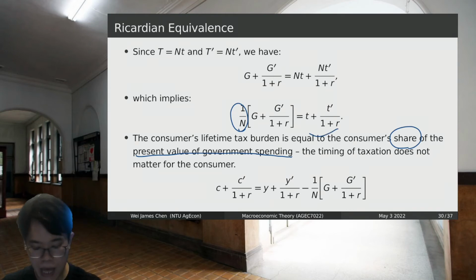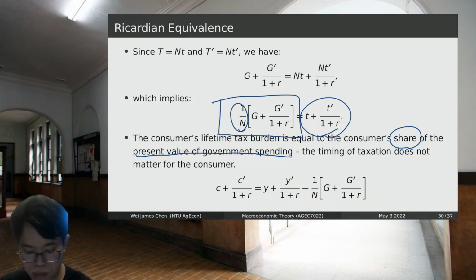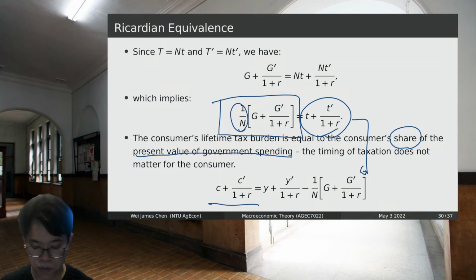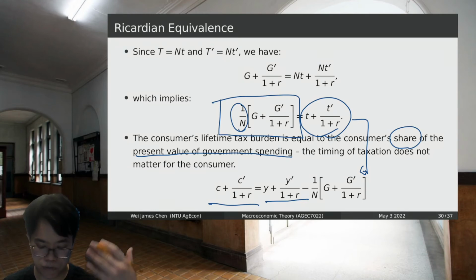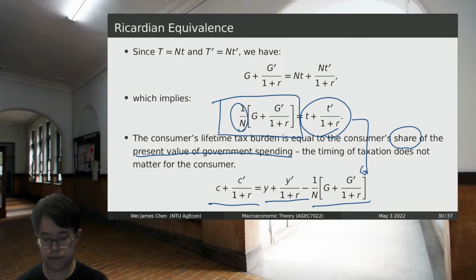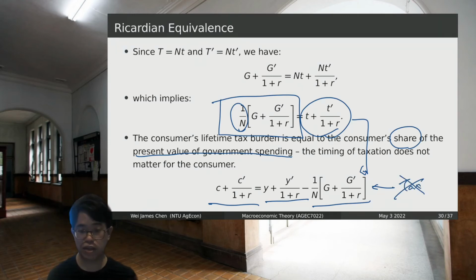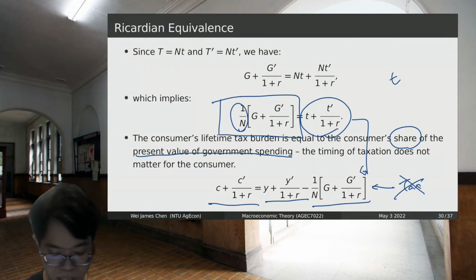Okay, and put this thing back to the individual's budget constraint. You'll find that becomes something like this. The present value of your lifetime consumption equals the present value of your lifetime income minus your share of government spending, 1 over N. Notice that there's no tax here. You didn't see any T here, right? You didn't see T plum here, right?